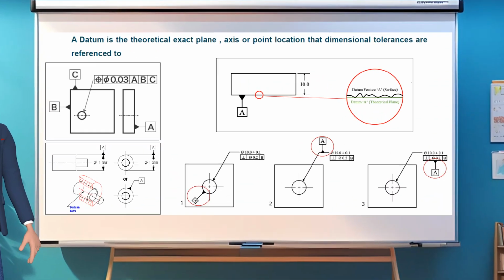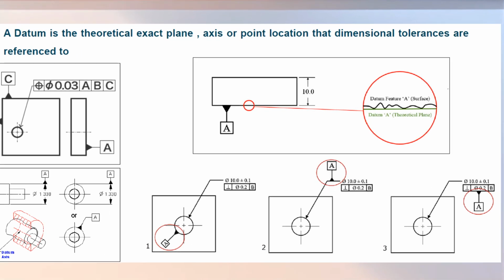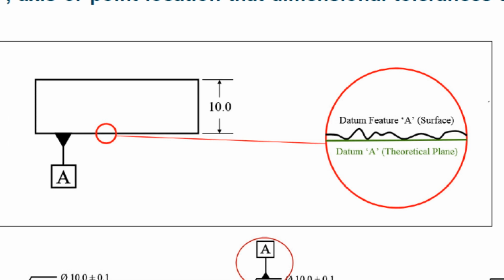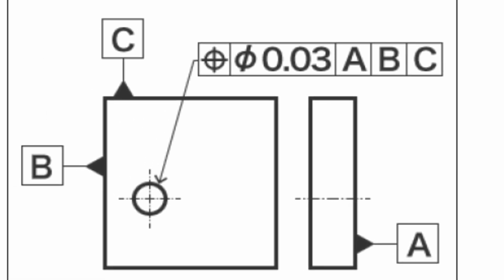Here we go. A datum is the theoretical exact plane, axis, or point location that dimensional tolerances are referenced to. Here datum A is the theoretical plane or reference surface from where the height of 10 millimeters is measured. Let's take an example here. In this drawing, the hole is positioned with respect to datums A, B, and C.